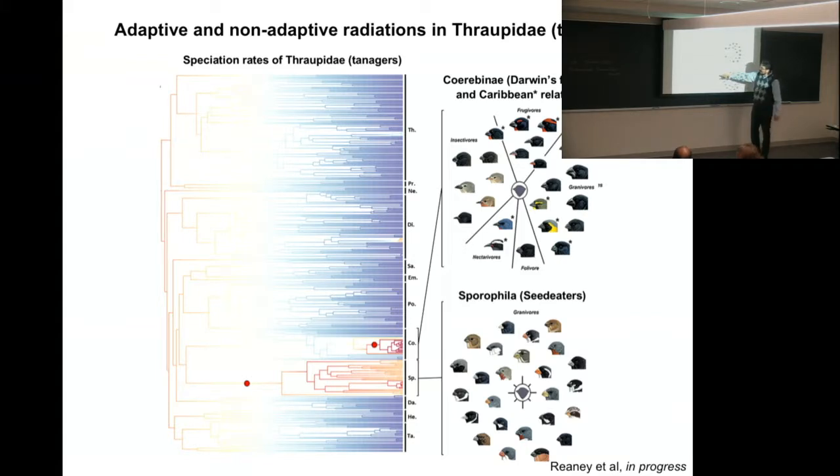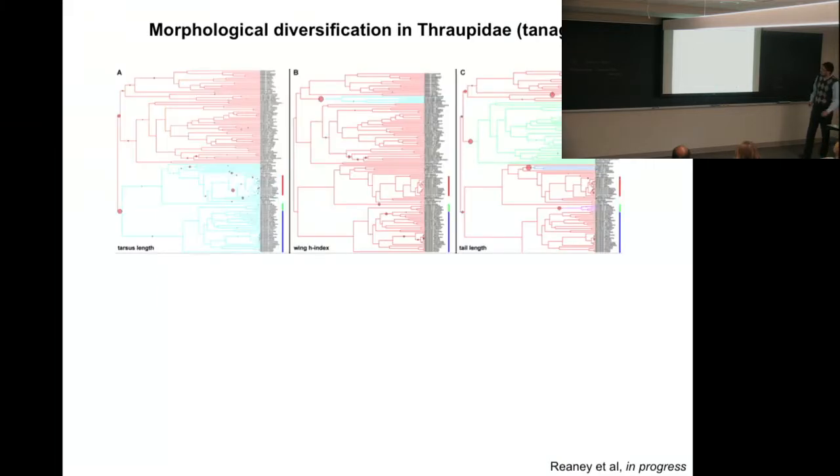So one of them is Darwin's finches, and you can see warmer colors for the relatives in the Caribbean as well. Another one, which has even more species, is the Sporophila, or the seed eaters, which live in mainland Central and South America. So there are two radiations here. One is adaptive and highly morphologically diverse: Darwin's finches and the relatives in the Caribbean. Another is non-adaptive, that is, they produce many species. They're distinct from each other in terms of plumage, but they have very similar bills and very similar diets.